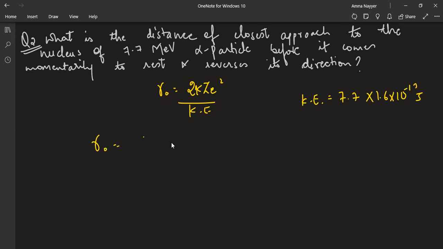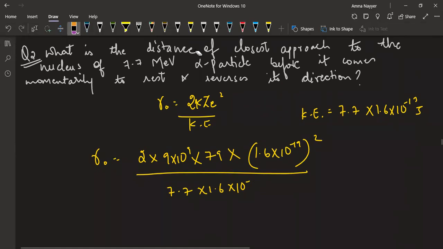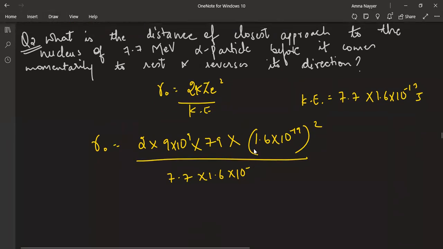Now, when you put the values, 2 into K is 9 into 10 to the power 9, Z again 79 because this is gold foil, E is 1.6 into 10 to the power minus 19 whole square, divided by kinetic energy 7.7 into 1.6 into 10 to the power minus 19, sorry. We have converted mega electron volt, so we'll write it as minus 13 because 10 to the power 6 will also be used. So 10 to the power minus 13.